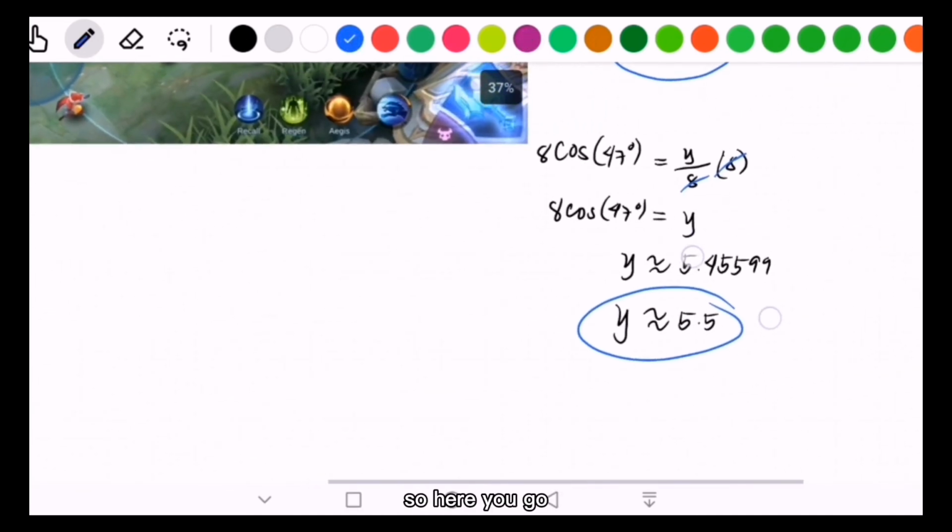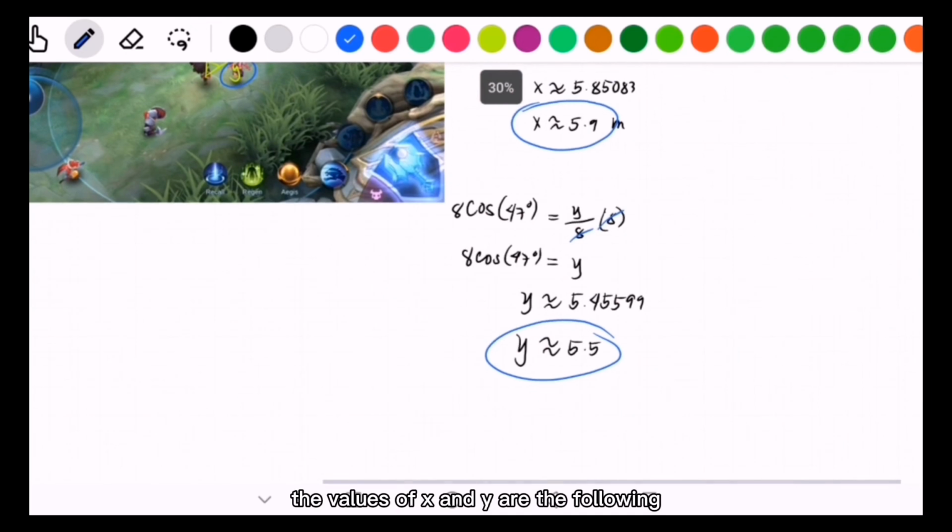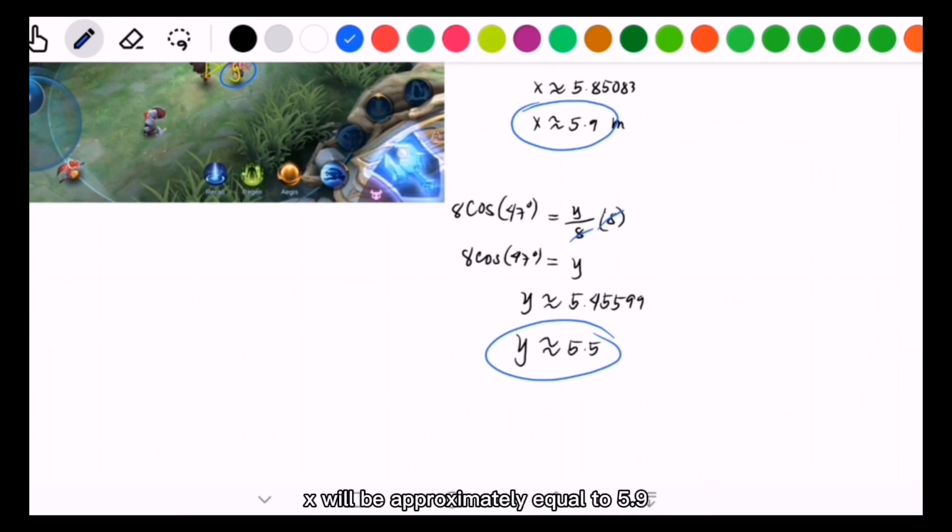So here you go. The values of x and y are the following. X will be approximately equal to 5.9 and y will be approximately equal to 5.5.